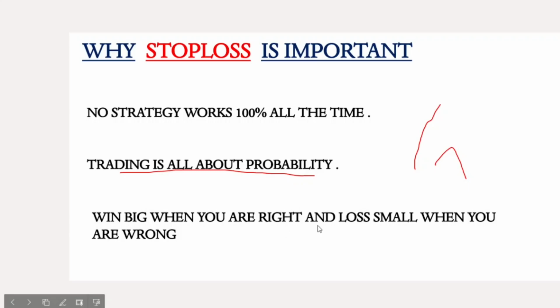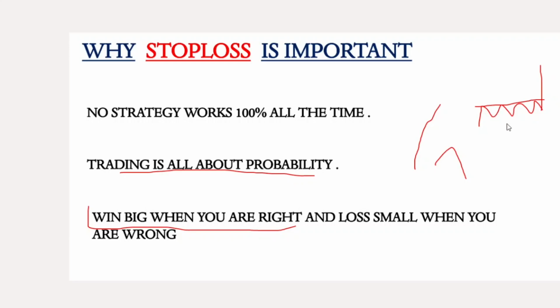Win big when you are right and lose small when you are wrong. This is important. Win big when you are right. For example, you did a technical analysis. You have a wonderful breakout strategy and you know that the price has been consolidating at that point many times, and you know that once the price breaks this level, you can have a big upside movement and a good profit with that trade.